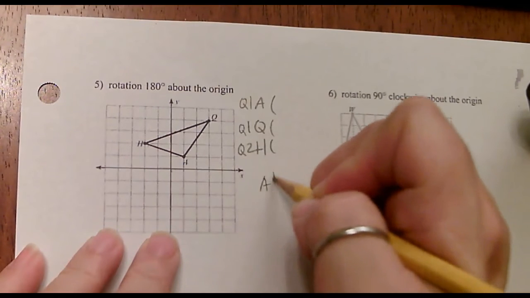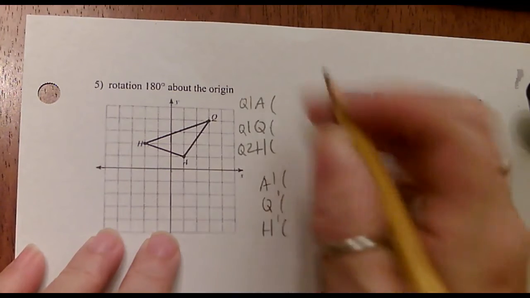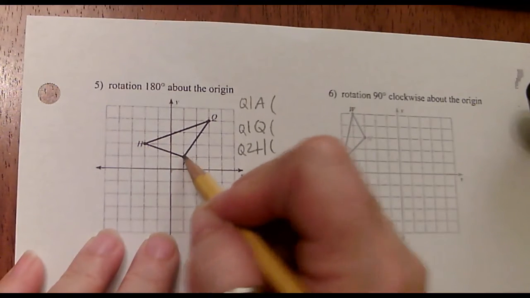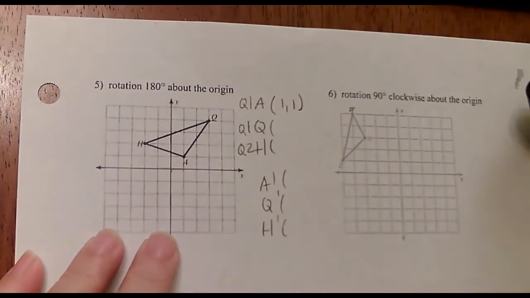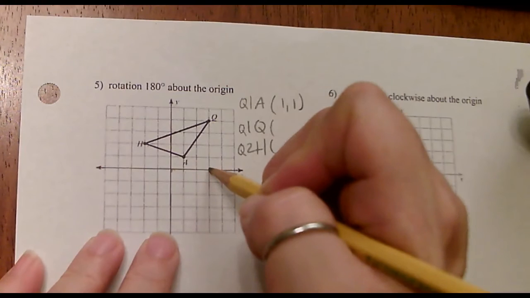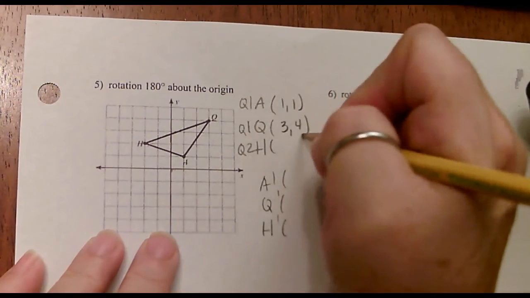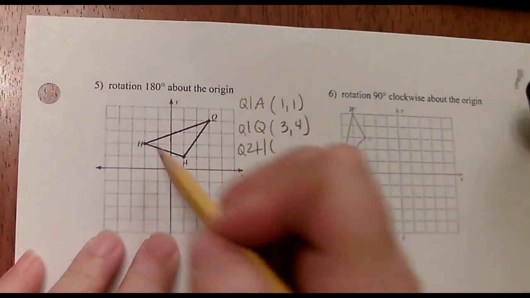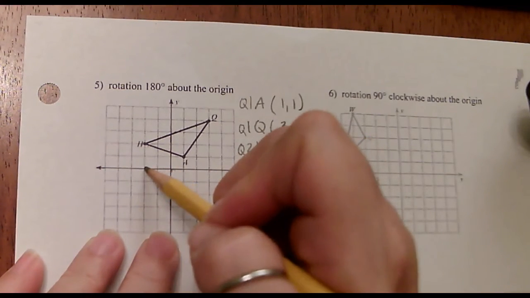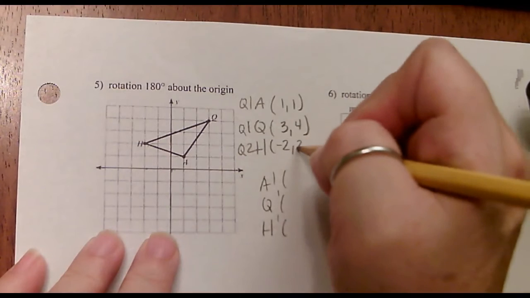But I know that my A prime, my Q prime, and my H prime are going to have a different set of ordered pairs. For A, from my point of origin, I'm going to go right 1 and up 1, so that's positive 1, positive 1. For Q, I'm also going to go to the right, so that's positive 1, 2, 3, and then up, so that's positive 1, 2, 3, 4. So positive 3, positive 4. To find H from my point of origin, I have to go left, that's a negative, left 1, 2, so negative 2, but then I go up, that's positive 1, 2. So my H is going to be negative 2, positive 2.